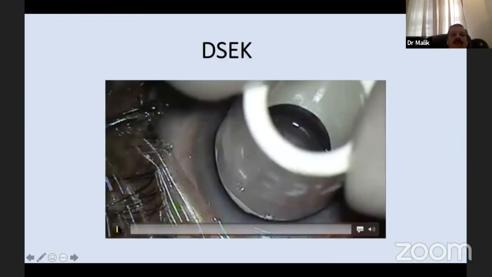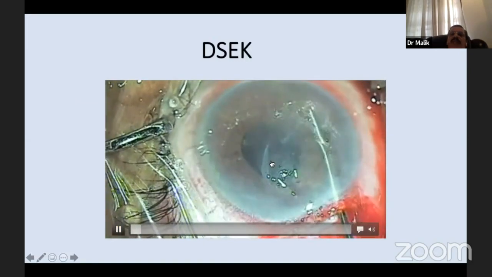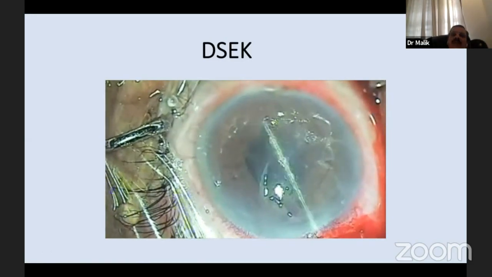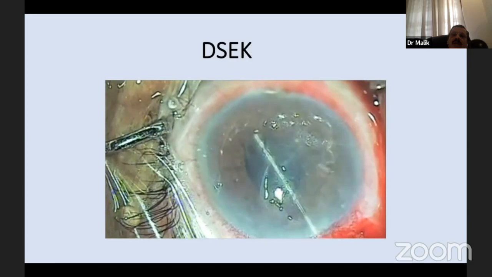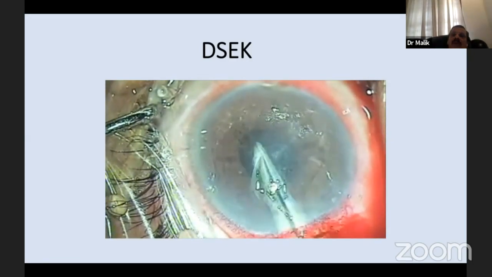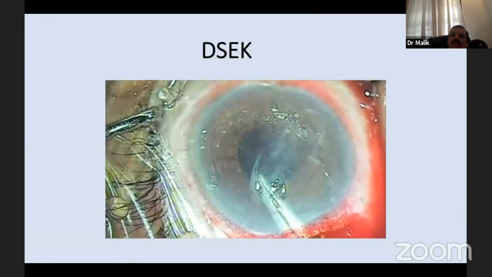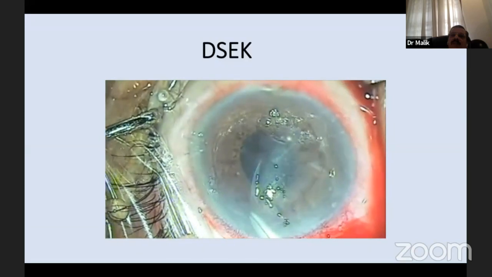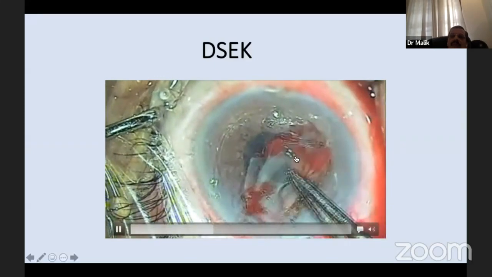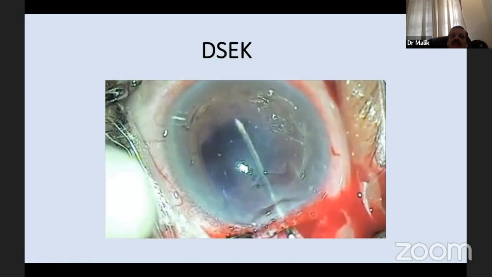And a small video to show how it is done. The size is marked with the Trifine, and the Descemet membrane is scrolled and removed from the recipient cornea. Here I have scrolled it, and the loose Descemet membrane, I am taking it out. This is the Descemet membrane, and I confirm that the whole Descemet membrane has come.